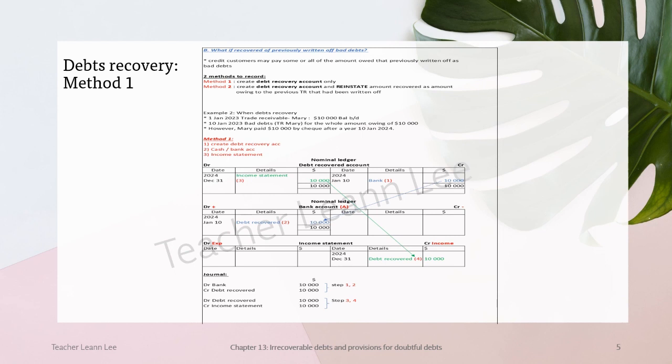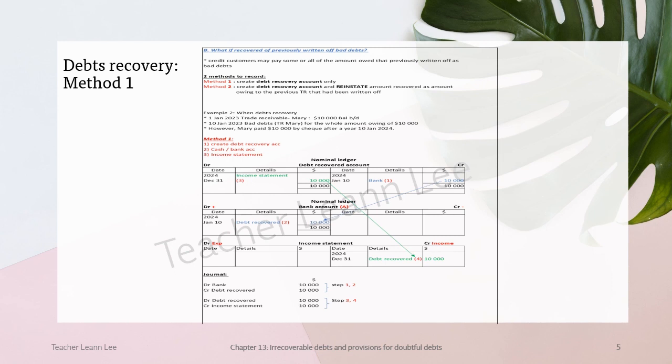So when there is a debt recovery that you previously closed as a bad debt, you have two methods to record back the amount owing. For the first method, we just create the debt recovery account only. I do not need to reinstate the amount previously owing into Mary's account anymore. I don't touch whatever I already closed, whatever I made zero.